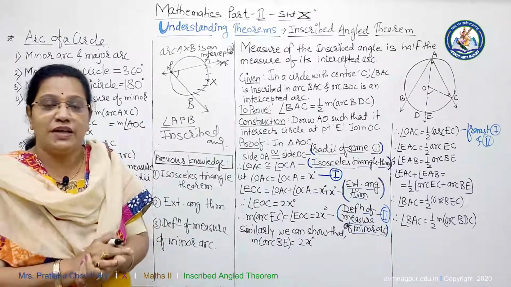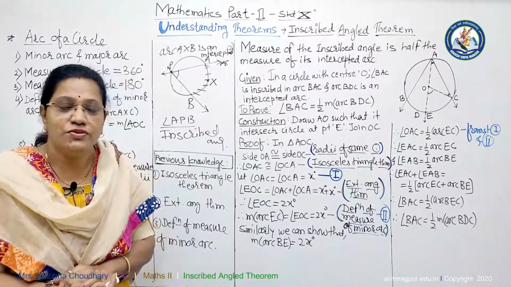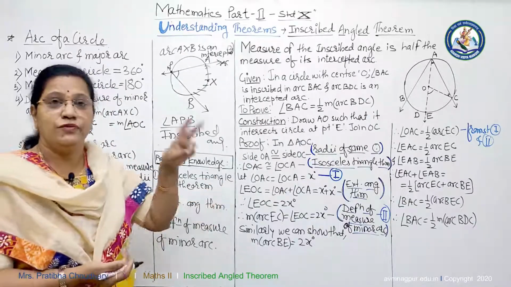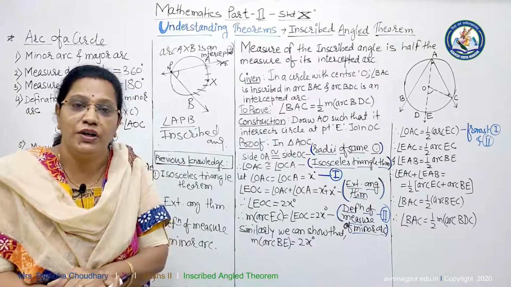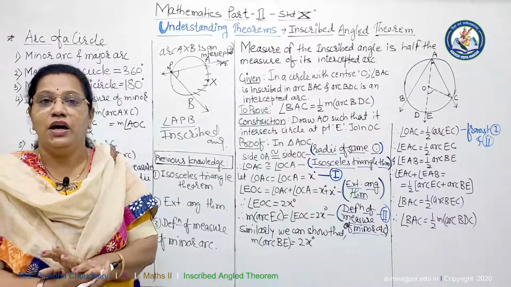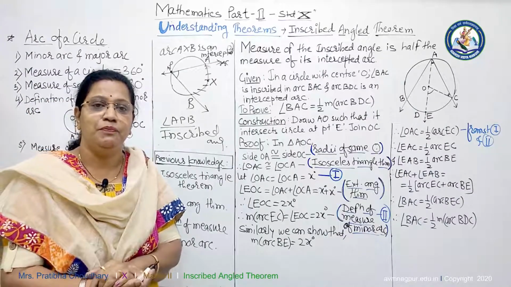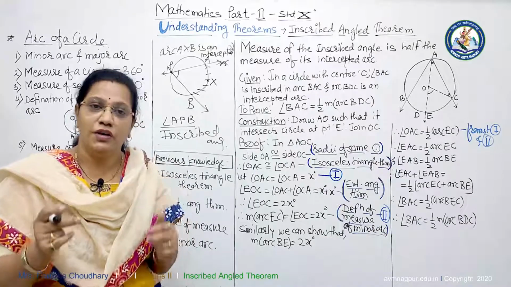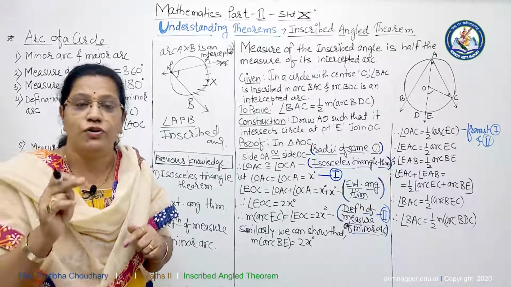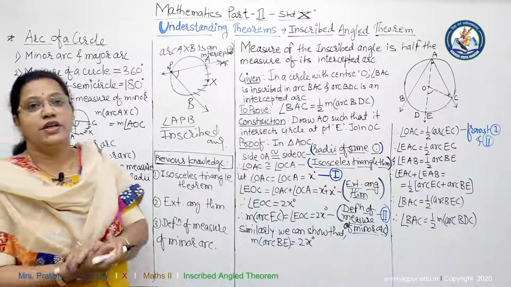What is an isosceles triangle? If two sides of a triangle are congruent, then the triangle is called an isosceles triangle. What is the isosceles triangle theorem? If two sides of a triangle are congruent, then the angles opposite to them are also congruent. This is the isosceles triangle theorem. Remember this. Next point, exterior angle theorem.